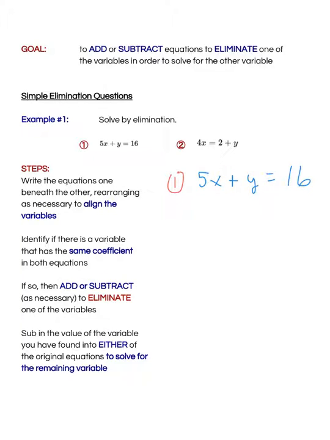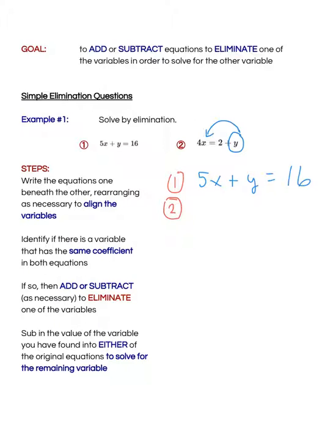But what I need to remember is that I need to rewrite them, if possible, so as to align all of the variables. In other words, put the x's beneath the x's, put the y's beneath the y's. And what I notice in this second equation is that I have my x on this side of the equation and my y on the other, so I'm going to take this plus y and move it to the other side of the equation in order to align my variables as I need to.